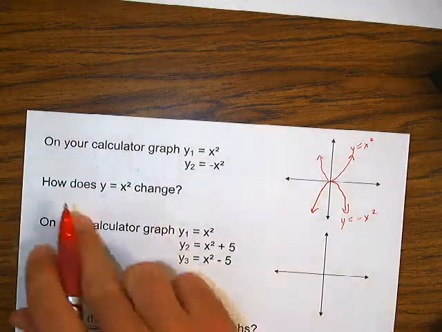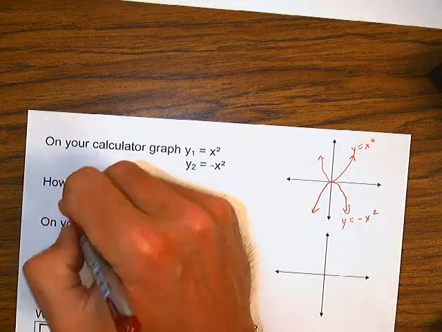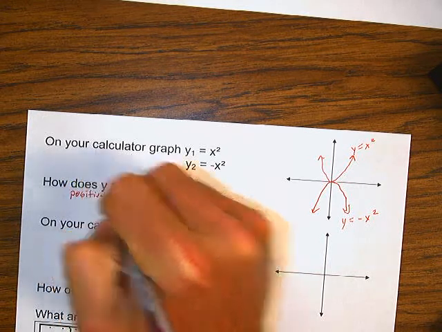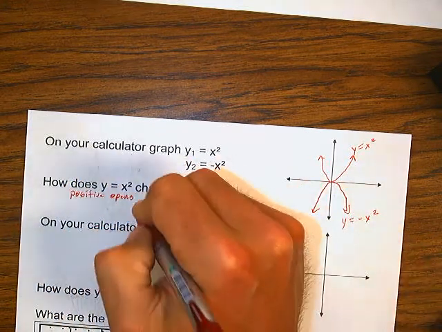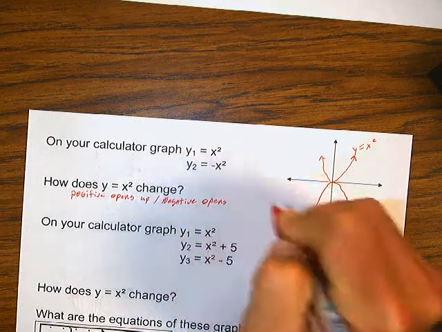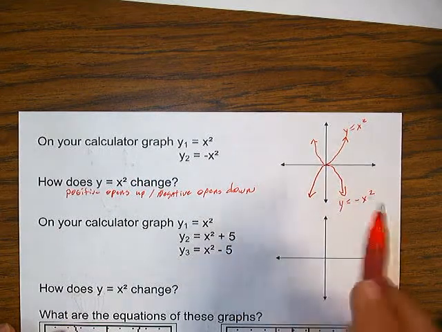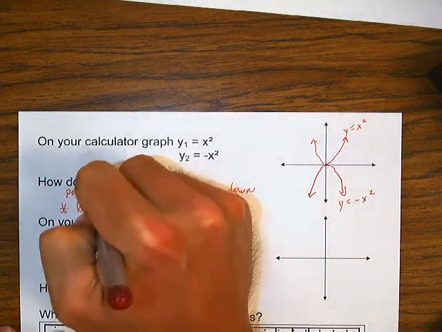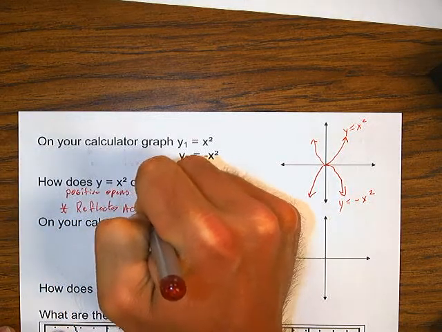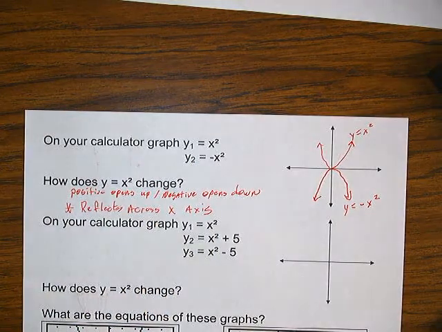Okay, so how does y equals x squared change? You could put positive opens which direction? Up. Negative opens down. Very good. Okay, and another way you could say it, it reflects across what? What is that? Very good. It reflects across the x-axis. Okay, that's their two changes so far.